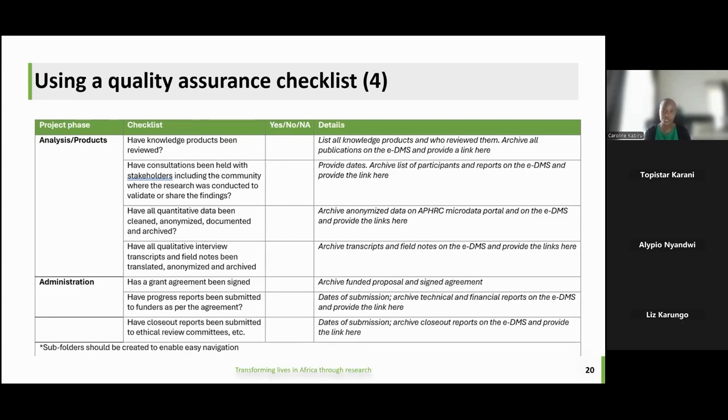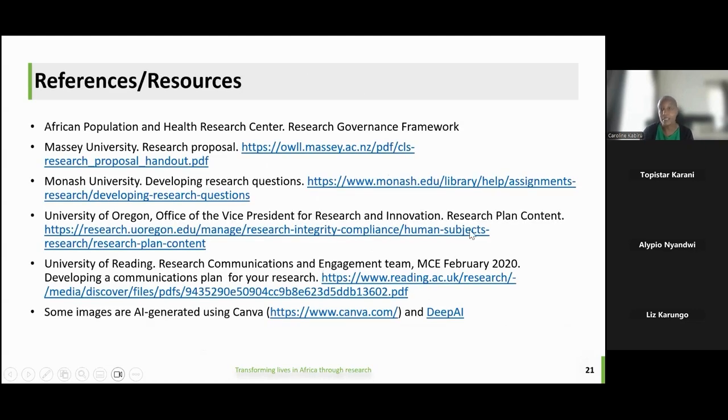Again, I'm happy to share it with colleagues who might find that such a checklist would be of value to you. And these are just some resources that I used as I was developing the proposal. And again, I'm happy to share the slides so that you can access each of these resources and also refer to the slides. But I want to end there.